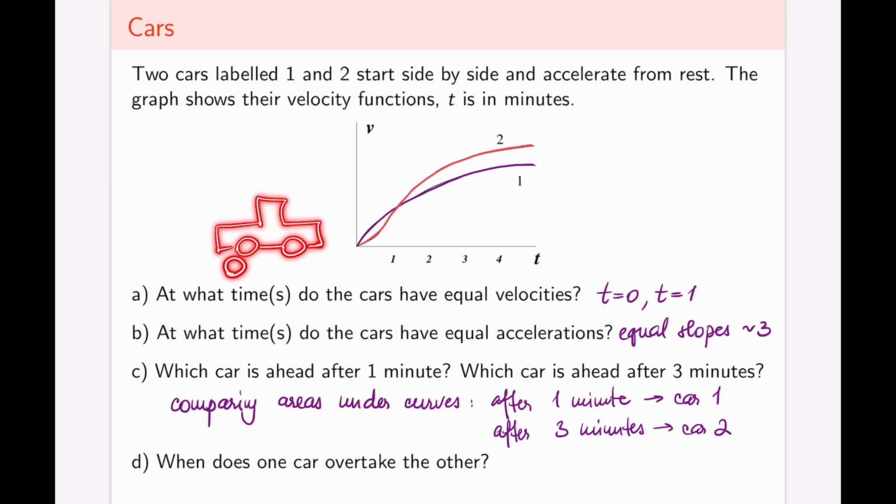If they overtake each other, that means that the two cars at that moment are exactly at the same position. Same position means we're still comparing areas on the curves, and they have to be in the same spot. So when do the two areas under the curves equal? And we sort of answered that already in the previous part.